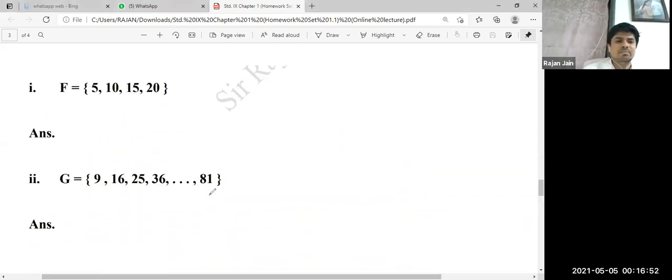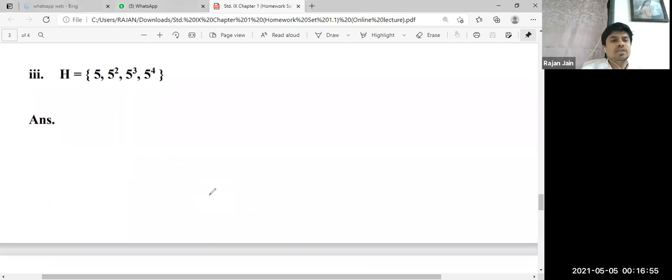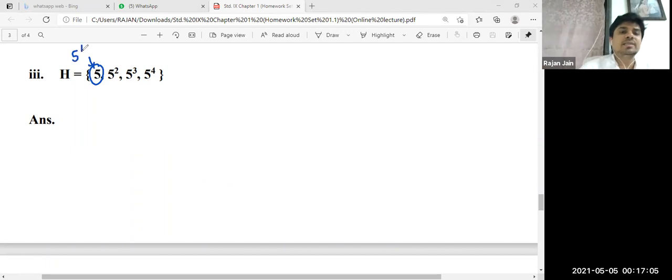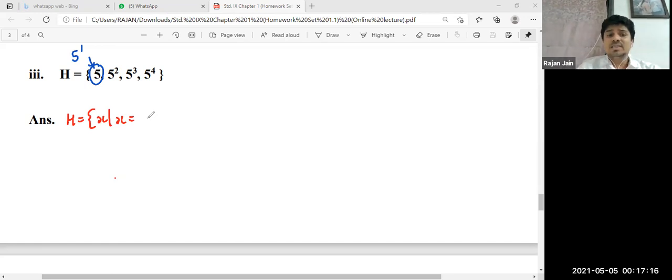Now question number 3. H is a set of 5, 5 squared, 5 raised to 3, 5 raised to 4. Again, a very simple question. The first element, just for your understanding, is the same as 5 raised to 1. So if I have to write its set builder form, you should understand now: H is a set of all x such that x is equal to. Now if I see all the terms, the base is 5, so I write that as it is. The index is changing, so in the index I will write a. What are the possible values of a? 1, 2, 3, 4. So a belongs to natural numbers.